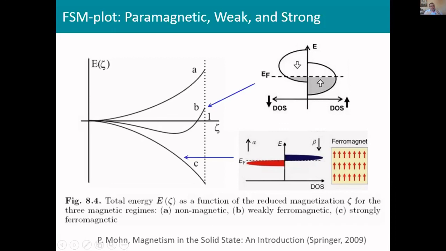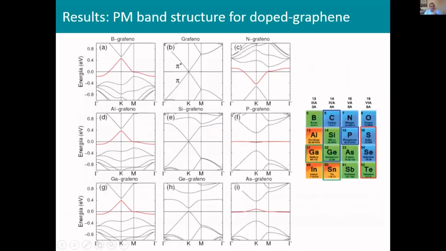Okay, now we are moving to presenting the results of these 6 systems that we have studied. In fact, we also included silicon and germanium doped graphene. However, our expectation is that these systems are not magnetic, but we do that in order to be systematic. So we start from group 3.